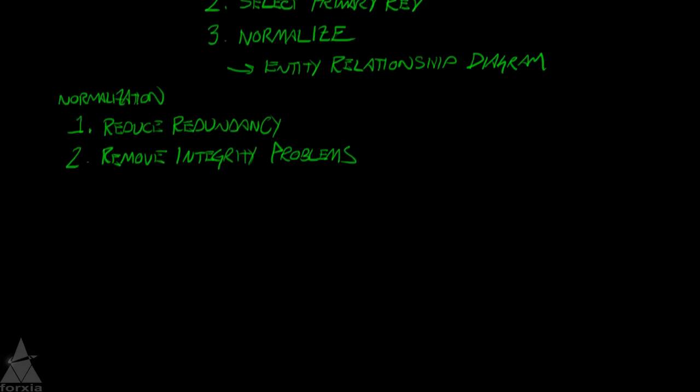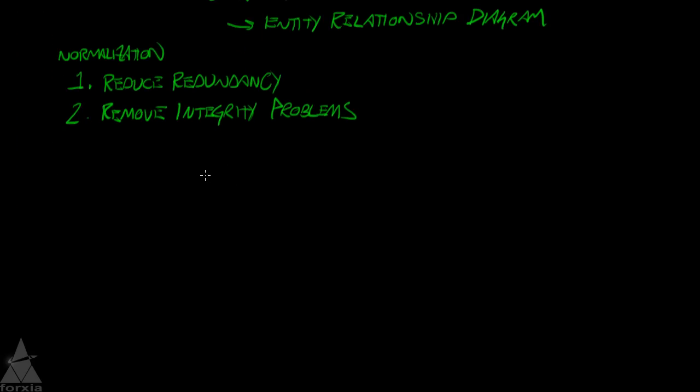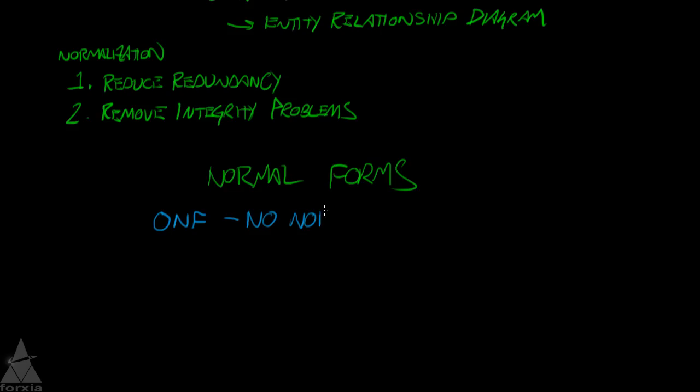So in order to do a normalization, we have to go through what we call normal forms. In the first step, if you see our table above, we could call that 0NF. So that's no normal form. There's no normalization applied. And that's the table that we have above. The second, or the first level that we go to, is 1NF, which is first normal form.